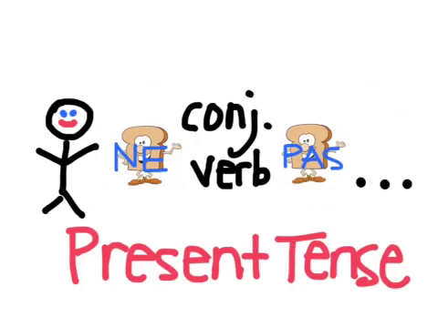When using negation in the present tense, you're always going to use the following format. You're going to have your subject, followed by your first slice of bread, ne, followed by your conjugated verb, and always make sure that your verb is correctly conjugated to your subject, followed by your second piece of bread, pas, and then basically the rest of your sentence. And that's how you do the present tense. And the conjugated verb here is acting as the meat of the sandwich, which you place the two pieces of bread, ne and pas, around.